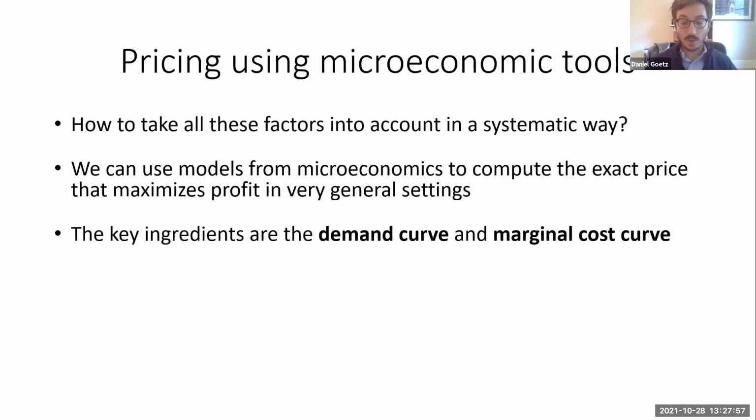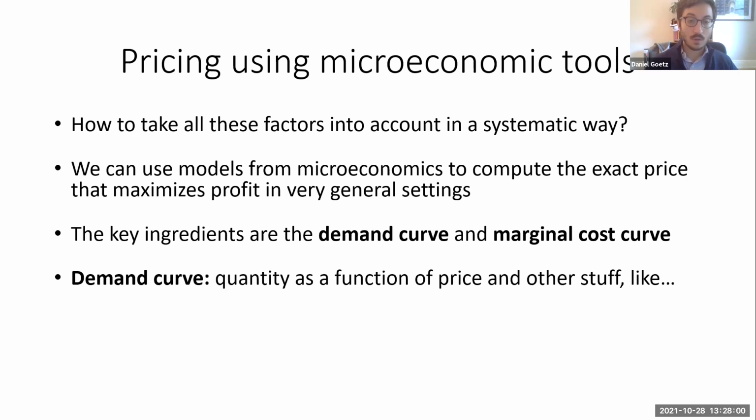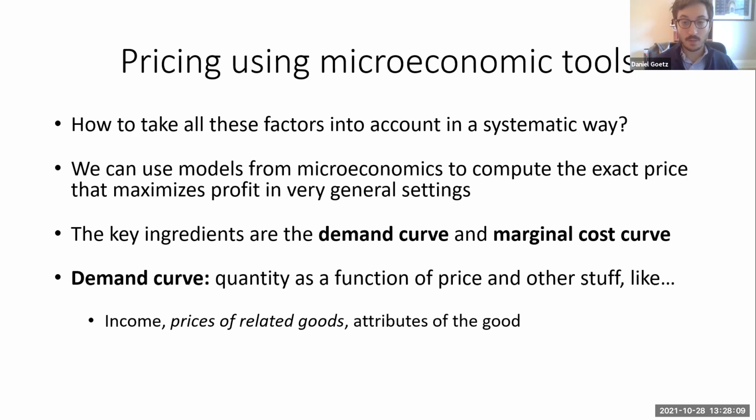So what are the demand curve and the marginal cost curve? So a bit of a review from Eco 100. So the demand curve, that's the quantity as a function of price and some other stuff, like maybe income, prices of related goods, attributes of the good, all that stuff, right? So the demand curve takes into account people's valuation. What it does is it tells you at each price, how much would people be willing to buy, right? And if I decrease the price, how much more are people willing to buy?